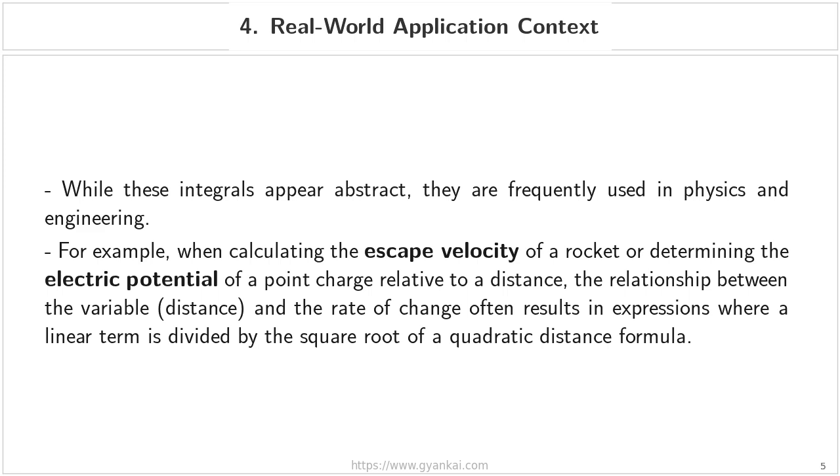The second example is determining the electric potential of a point charge relative to a distance. In electromagnetism, electric potential describes the amount of work needed to move a charge from one point to another. Again, this calculation involves distance, and the relationship between the variable, which is distance in this case, and the rate of change often leads to integrals that look just like the ones we've been practicing. Essentially, whenever you have a quantity that changes with distance, and you're dealing with rates of change, these types of integrals are likely to appear.